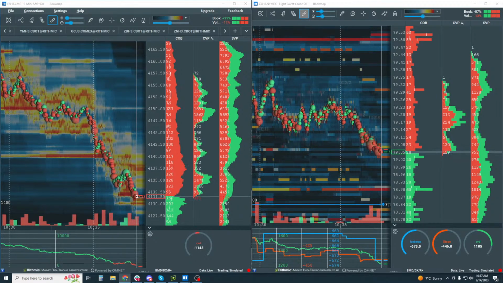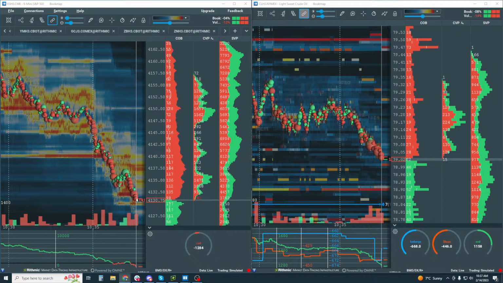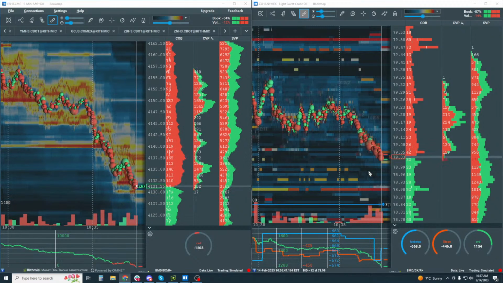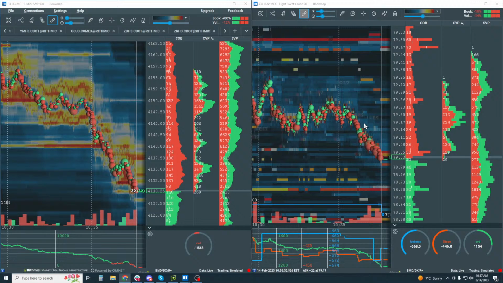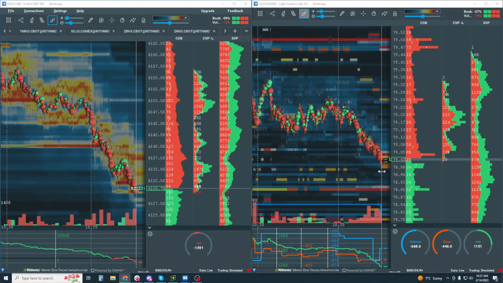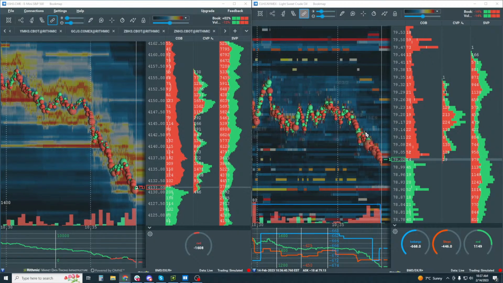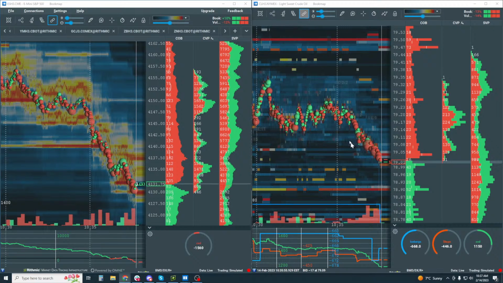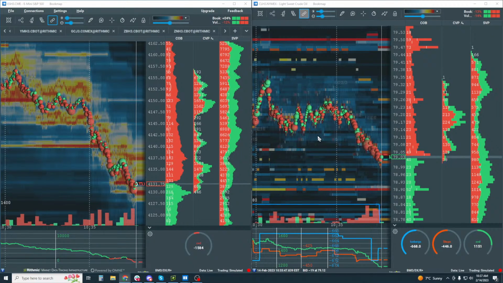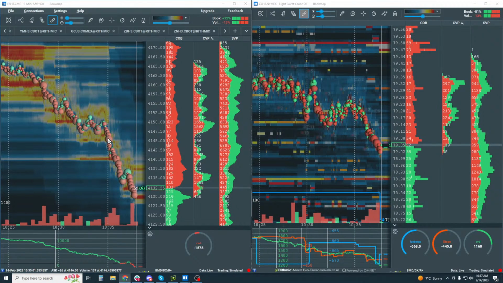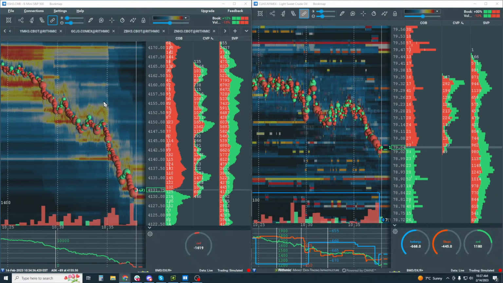I think it's still going lower. I think it's going to come down to this liquidity here at 79, 78.90. Again, guys, we're not calling trades in here. It's not a trade recommendation, but you can understand how powerful this is, by starting to understand these correlated markets and order flow together.